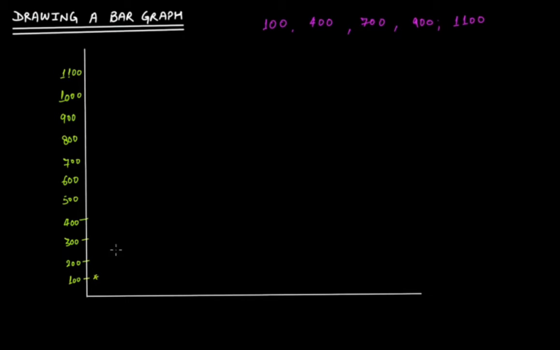100 will come here, 400 will be here, 700 will be here, 900 will be here, and 1100 will be here, right? So the scale or the unit length in this case will be what? Of 100. 200 minus 100 is 100, 300 minus 200 is 100, and so on.